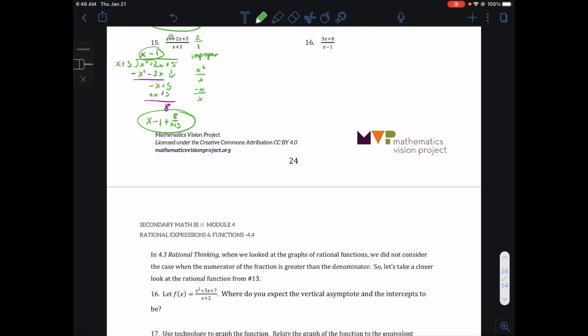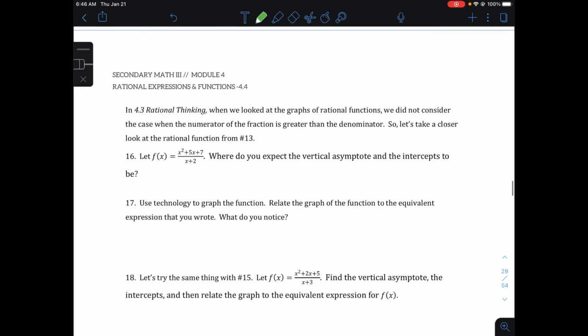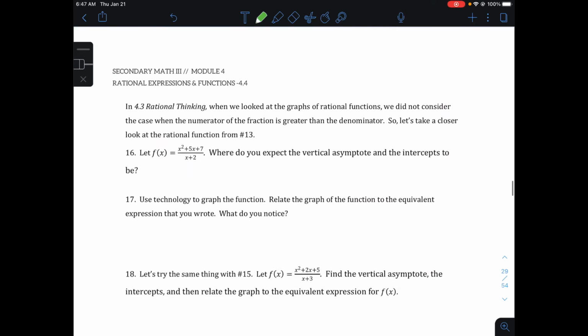So now let's go ahead, we'll skip 16, and we will go ahead to the next page here. So it says, in 4.3 rational thinking, when we looked at the graphs of rational functions, we did not consider the case where the numerator of the fraction is greater than the denominator. So let's take a closer look at the rational function from number 13. So that was that first one we did here, all right? Let f of x equal this function. Where do you expect the vertical asymptote and the intercepts to be? All right, so we can go ahead and give that a shot here.